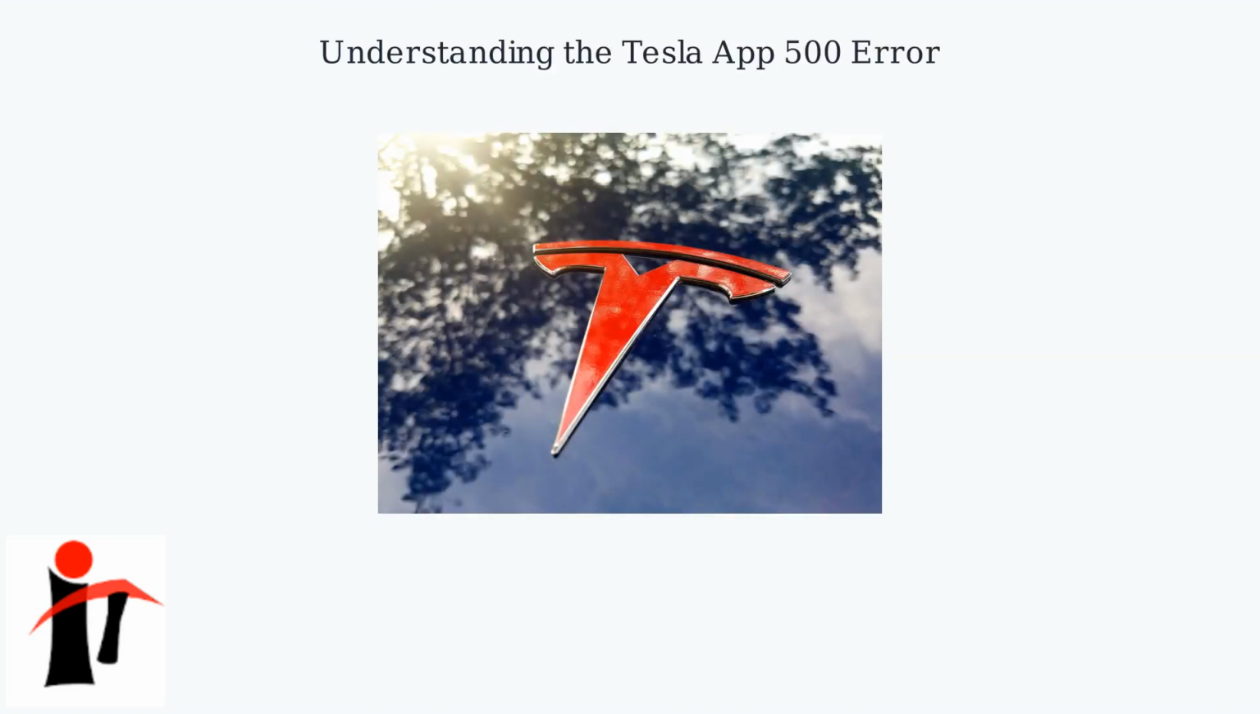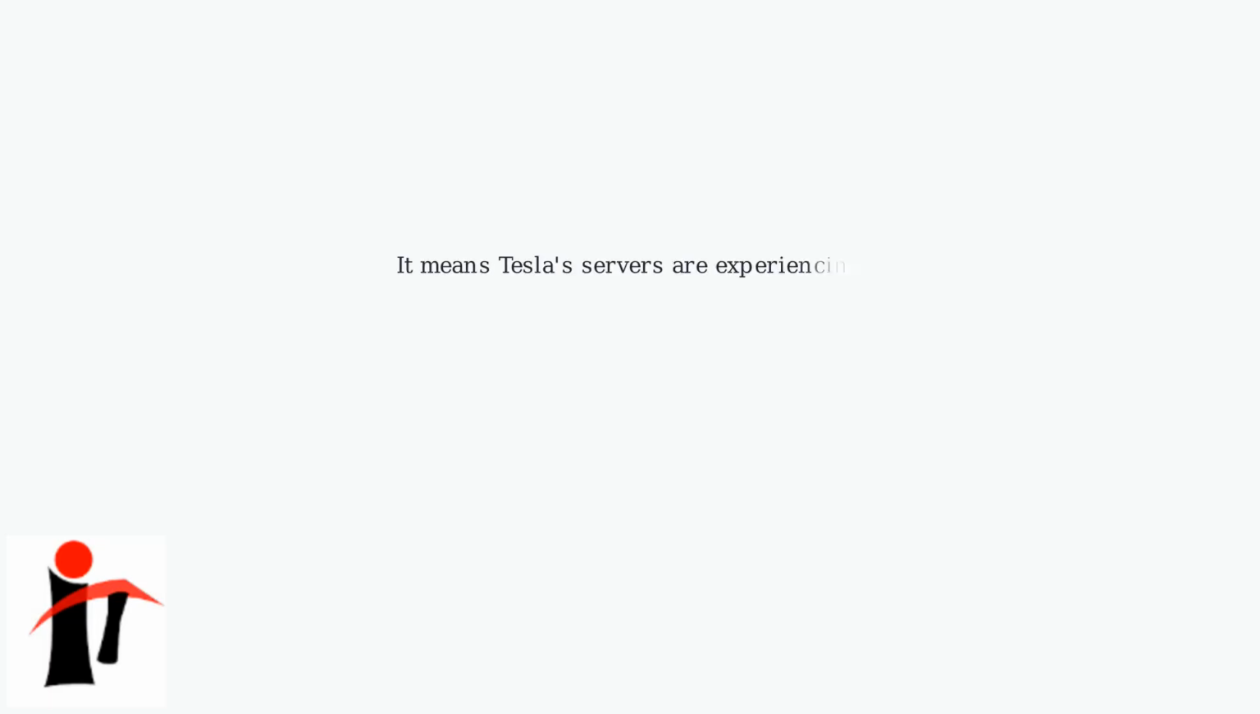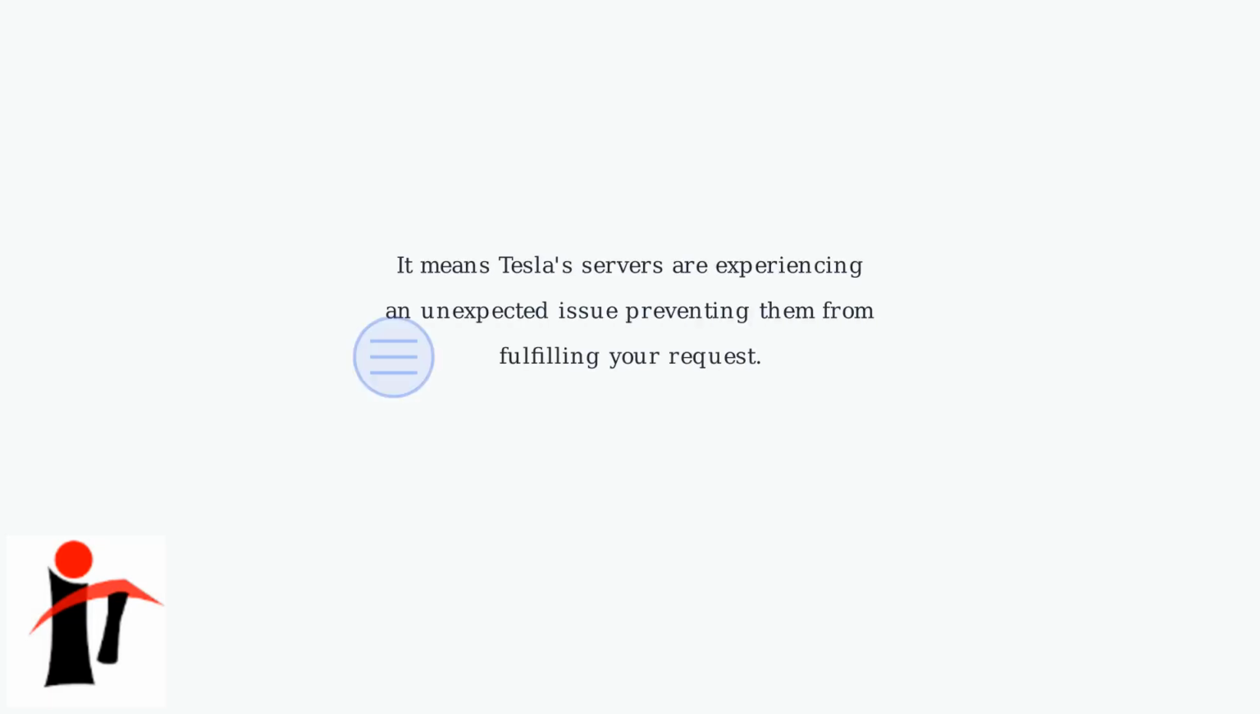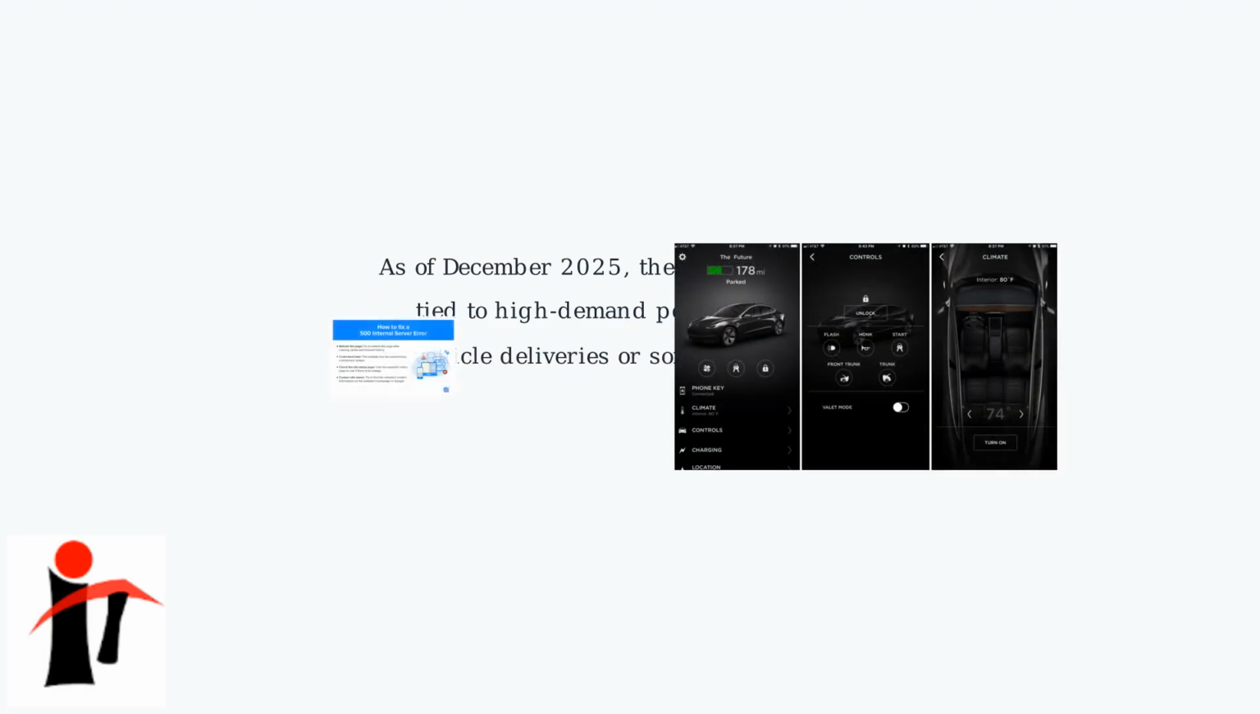The Tesla app's 500 server error is an HTTP status code that indicates an internal server error on Tesla's side. This isn't a problem with your phone or internet. It's an issue on Tesla's end. As of December 2025, these errors are often tied to high-demand periods like new vehicle deliveries or software updates.